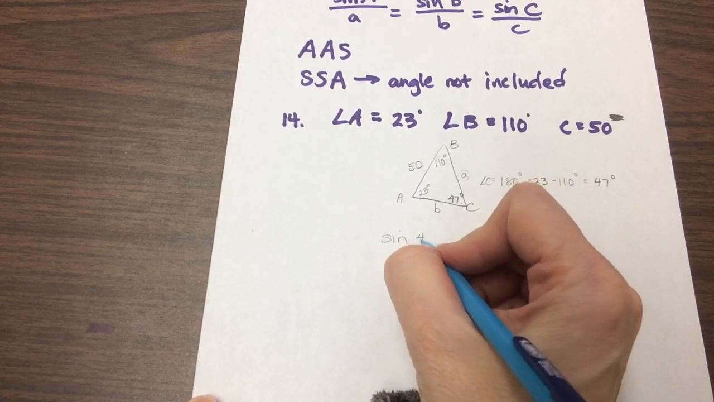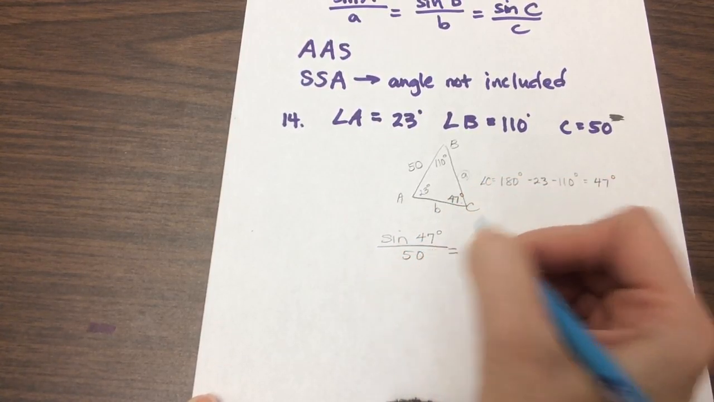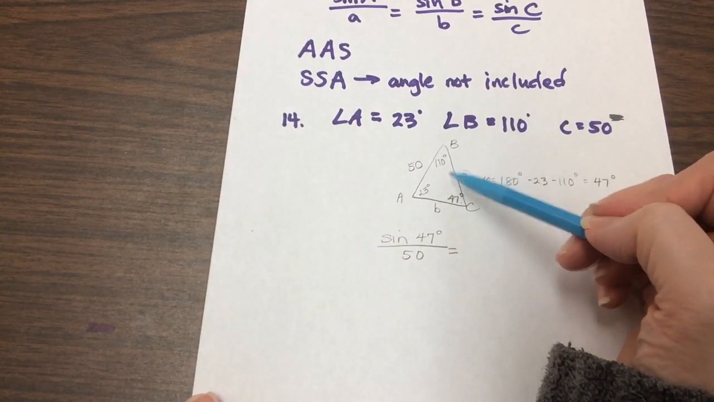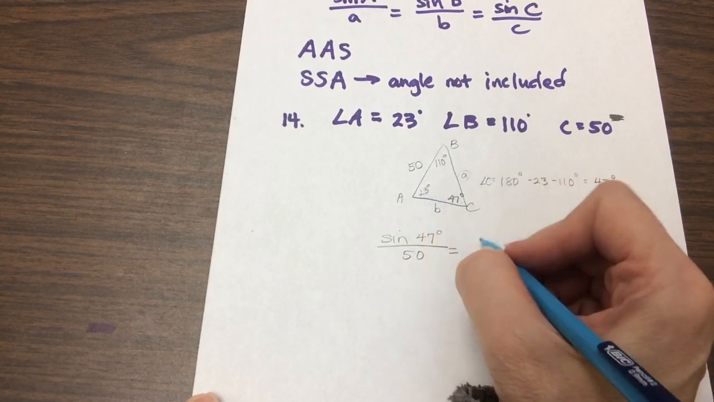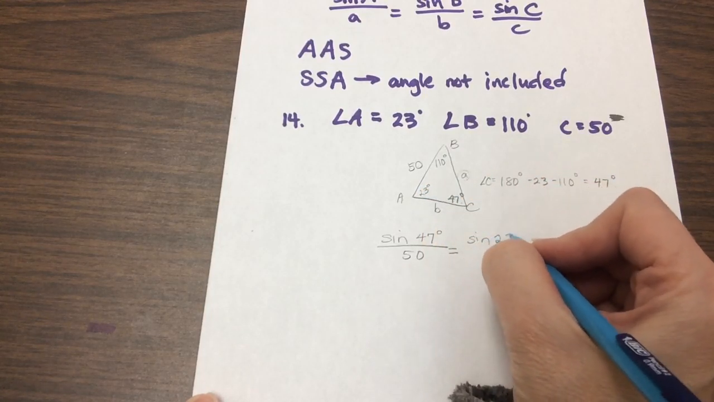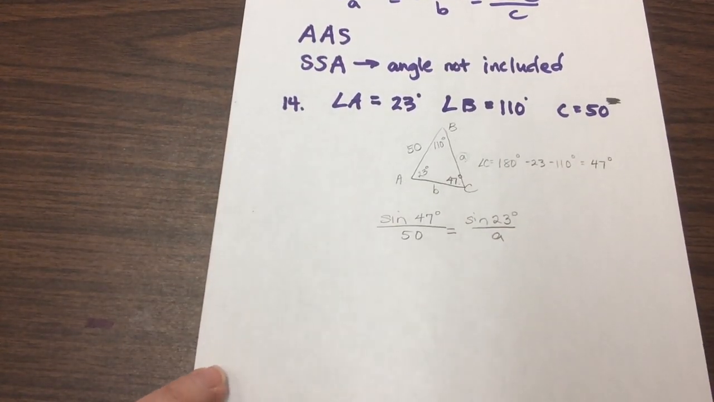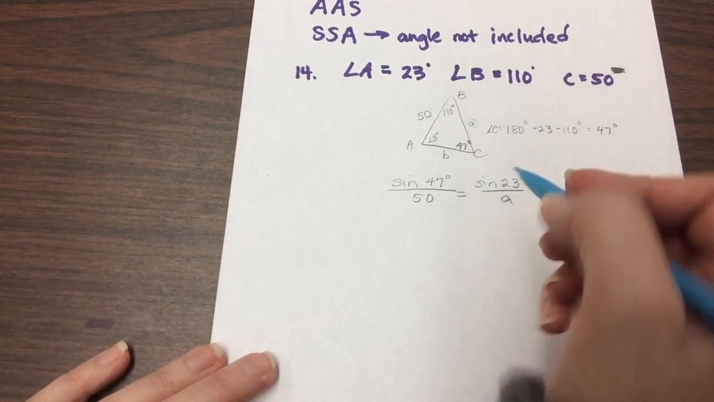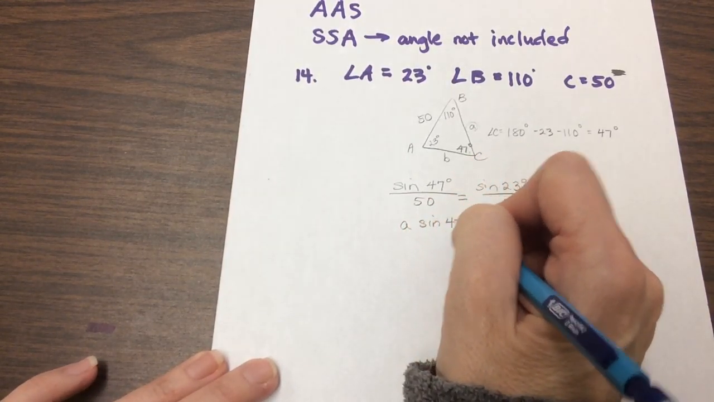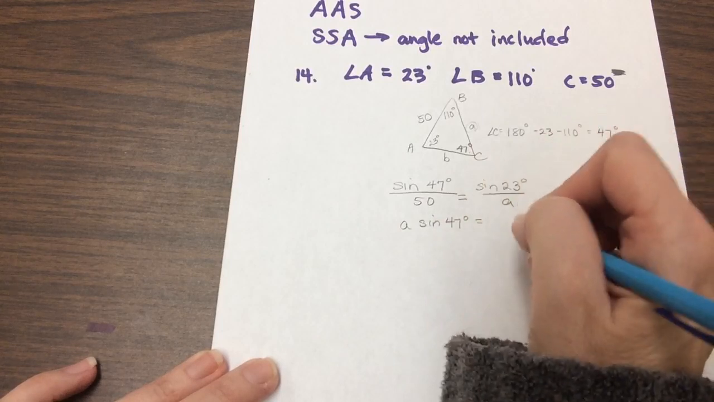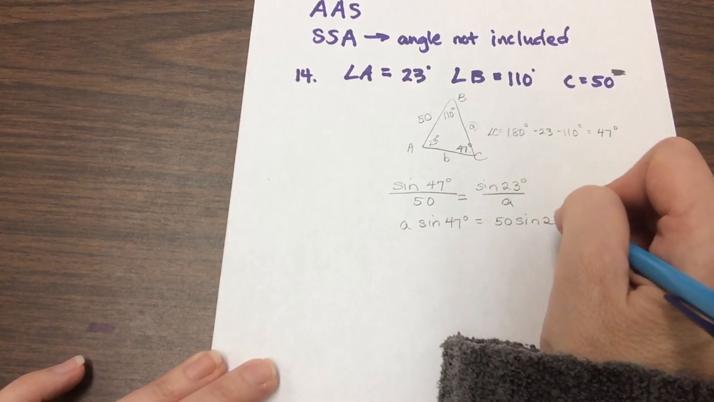I know that the sine of 47 degrees over 50 is going to equal, and it doesn't matter if we find A or B, but I'm going to find A first. So I use that corresponding angle, so sine of 23 degrees over A. Now, to solve this for A, all I'm doing is cross multiplying. So I've got A times the sine of 47 degrees is going to equal 50 times the sine of 23 degrees.